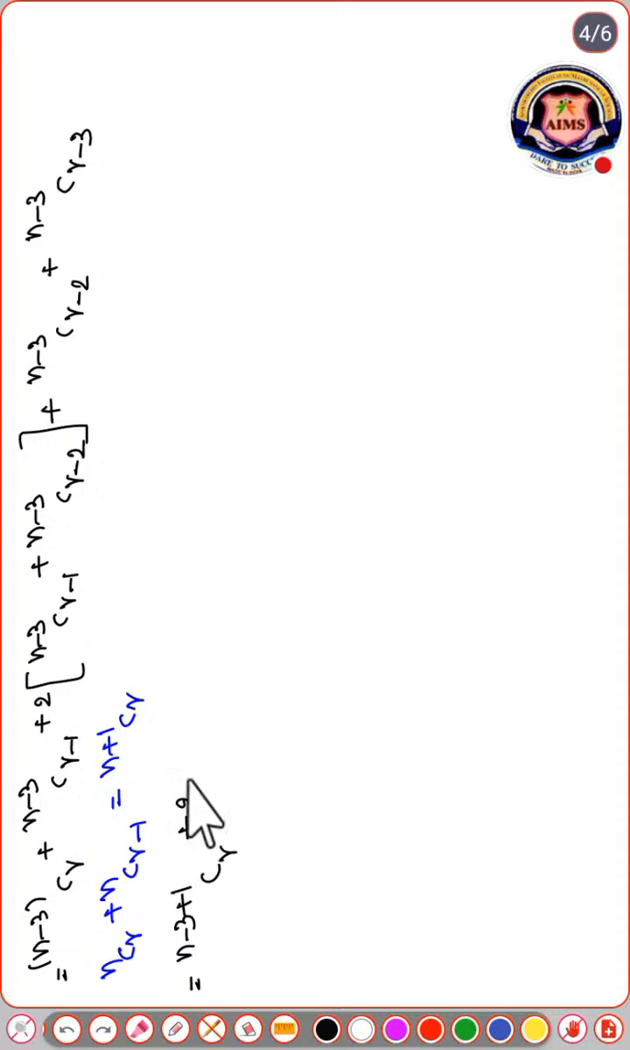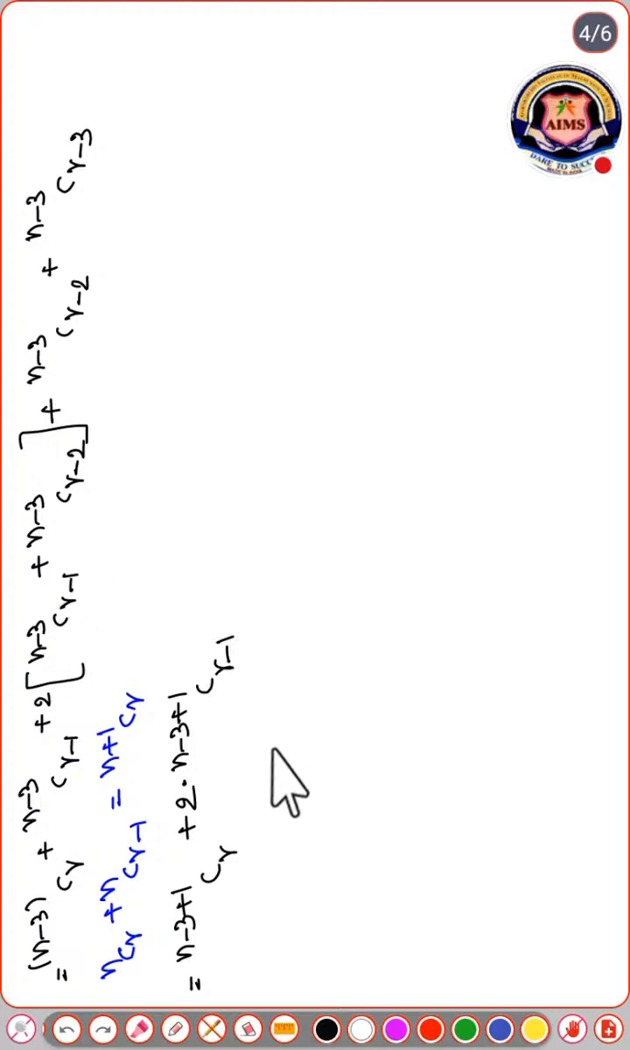Plus 2 into, again these two values you have to compare with this part. n is n minus 3, so what is the value? n plus 1, n is n minus 3, so plus 1. See here, r means the biggest number. From these two, what is the biggest number? r minus 1 and r minus 2, my dears. r minus 1 is the biggest number.